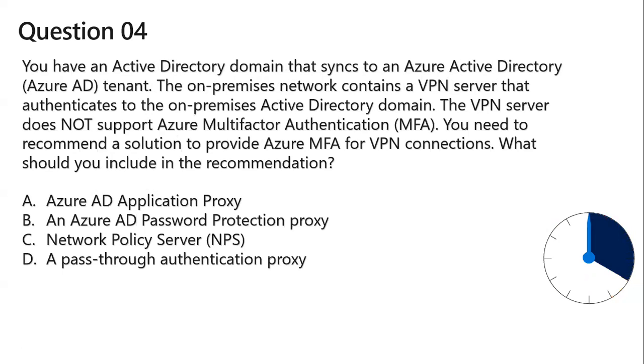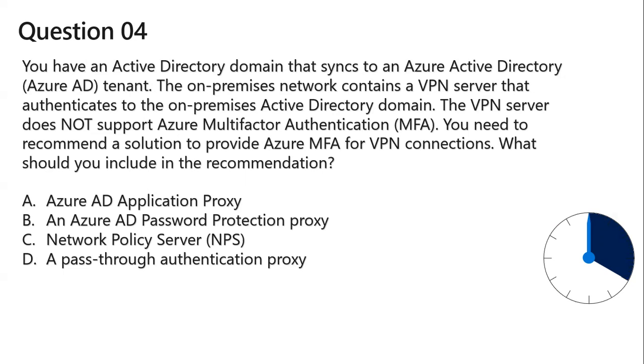Active Directory Azure AD tenant. The on-premises network contains a VPN server that authenticates to the on-premises Active Directory domain. The VPN server does not support Azure multi-factor authentication. You need to recommend a solution to provide Azure multi-factor authentication for VPN connection. What should you include in the recommendation?